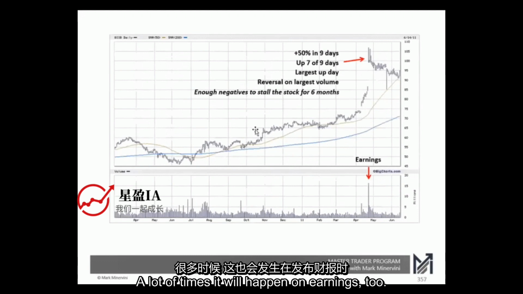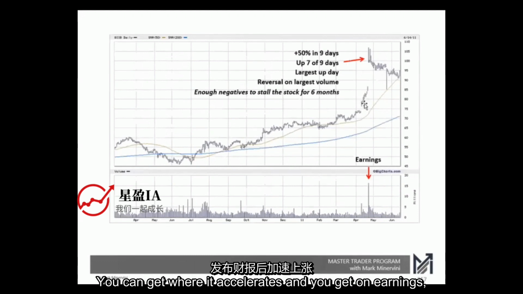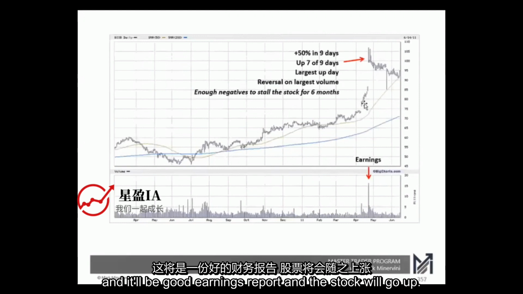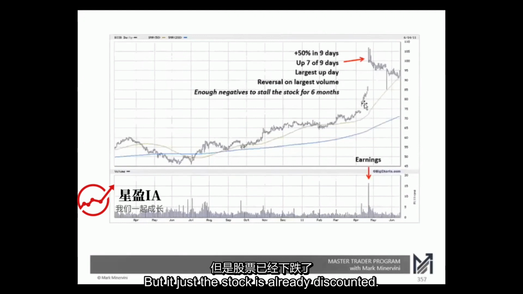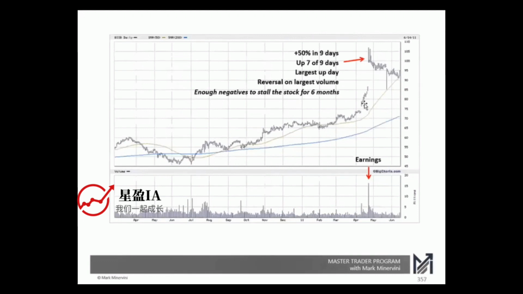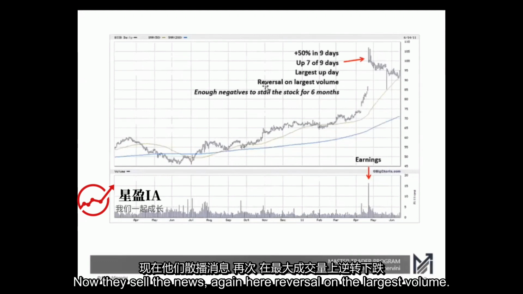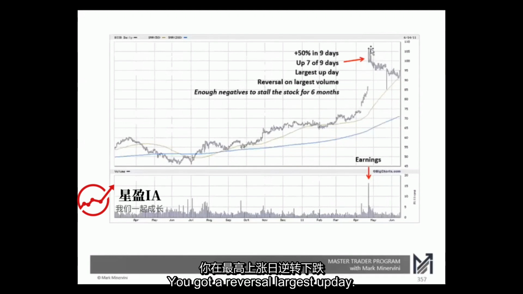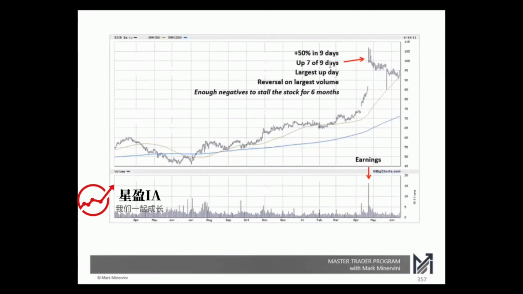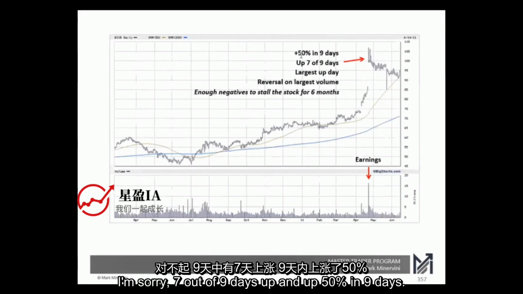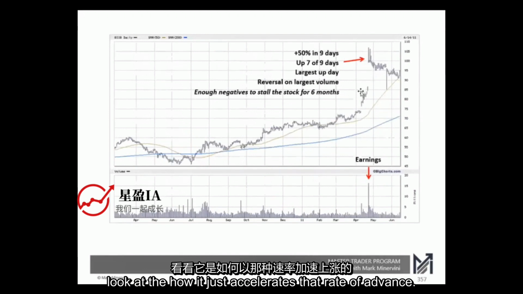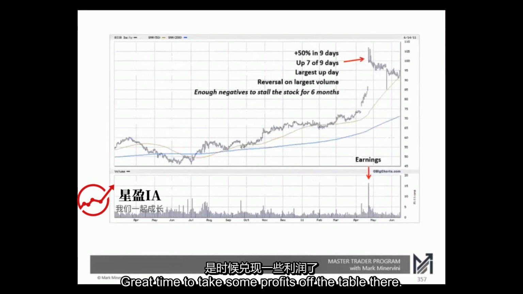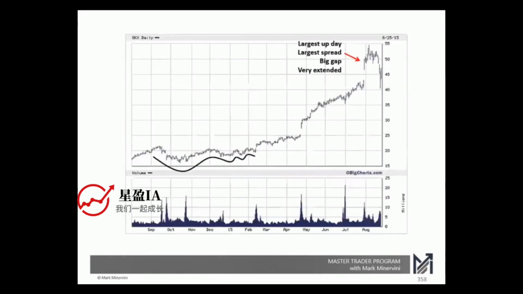A lot of times this will happen on earnings too. You can get where it accelerates, and on earnings it'll be a good earnings report and the stock will go up. But the stock has already discounted it. It's already made a big move. It's already accelerated. And now they sell the news. So again, here, reversal on the largest volume. So you got a reversal, largest up day, 7 out of 9 days up, and up 50% in 9 days. Again, look at how it just accelerates that rate of advance. Great time to take some profits off the table there.